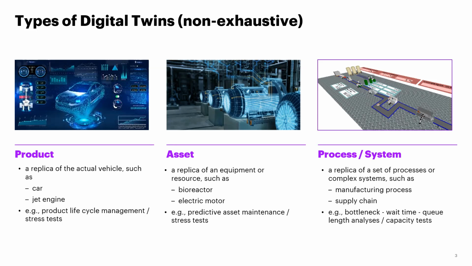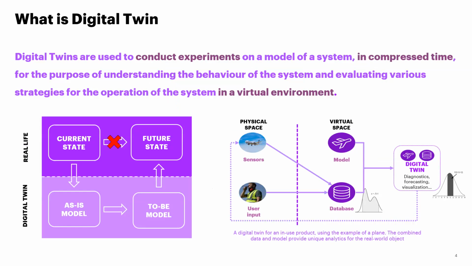So if we talk a bit further about this one, we talked about digital twins being a virtual replica of the system or process. How they work is they allow us to conduct experiments on the model of the system in compressed time, so that we can understand the behavior of the system and evaluate the various strategies to see the insights regarding the operation of the system in this virtual environment. So on the left-hand side, you will see a small diagram. What digital twins enable us is to just get rid of those costly real-life trials and errors. So that's what that red cross in the middle means, actually.